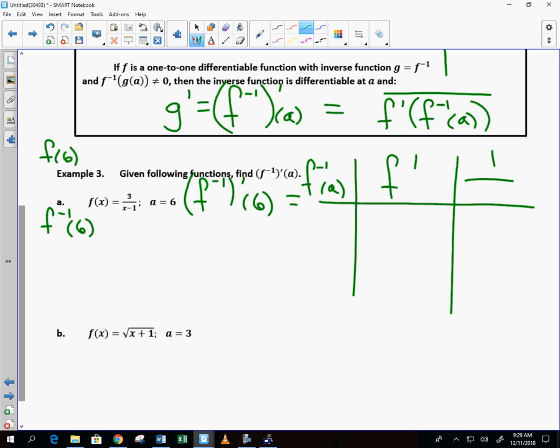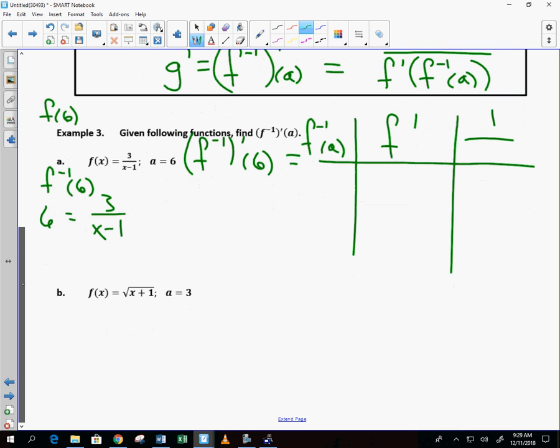So if I want to find f inverse of 6, I say 6 is equal to 3 over x minus 1. How do I solve that? Yep, so 6x minus 6 is equal to 3. So 6x is equal to 9. x is equal to 3 halves. So it turns out that f inverse of 6 produces 3 halves.